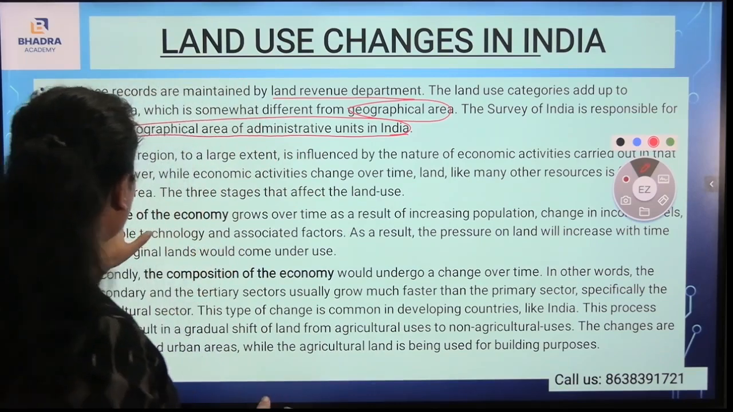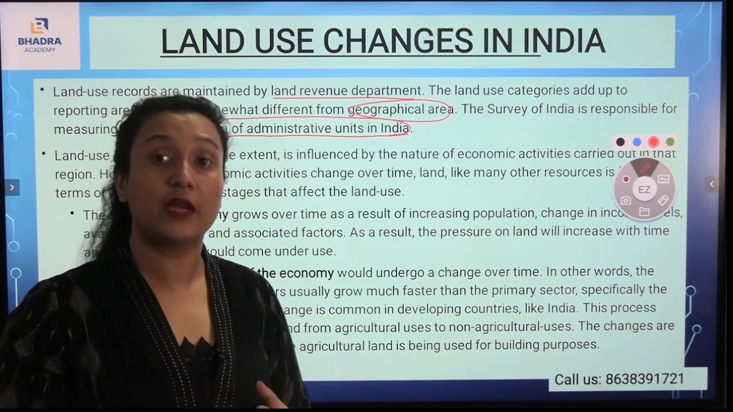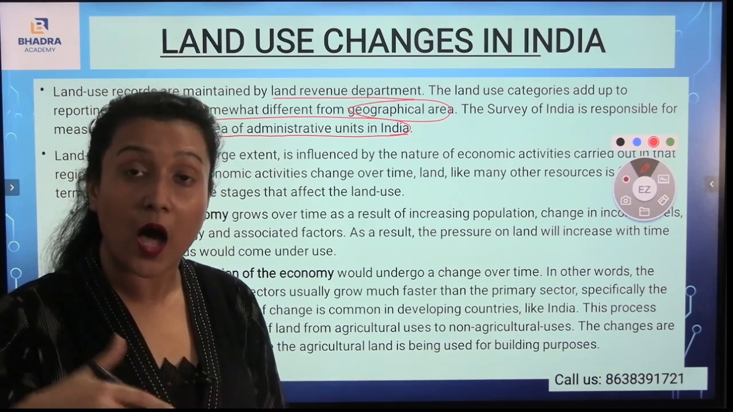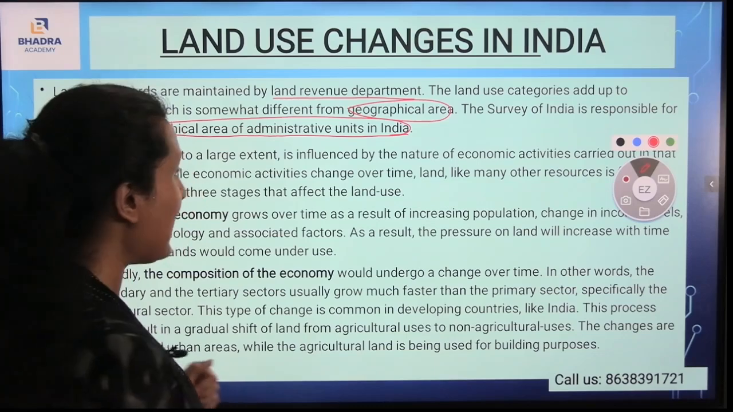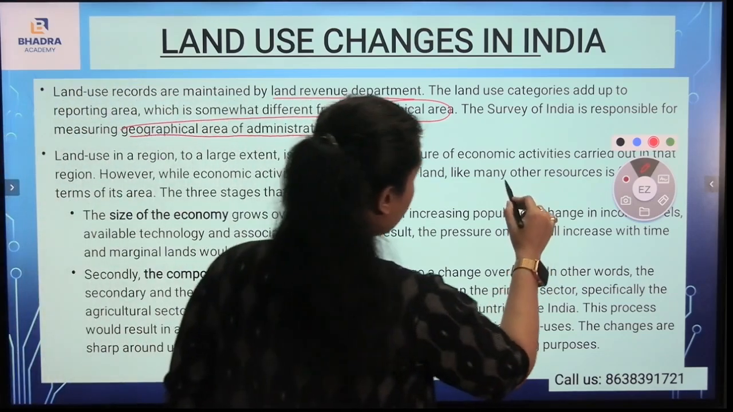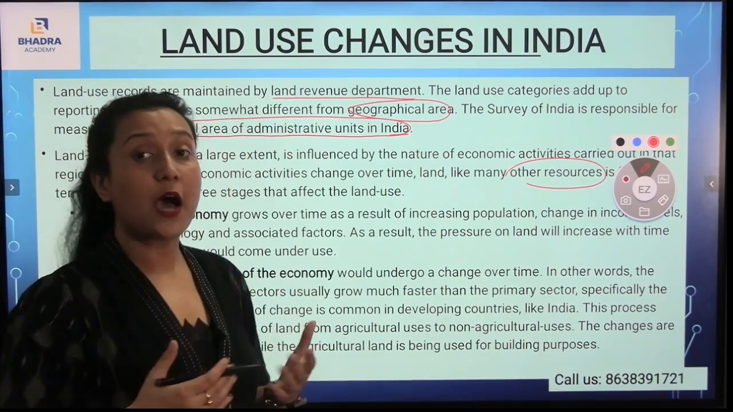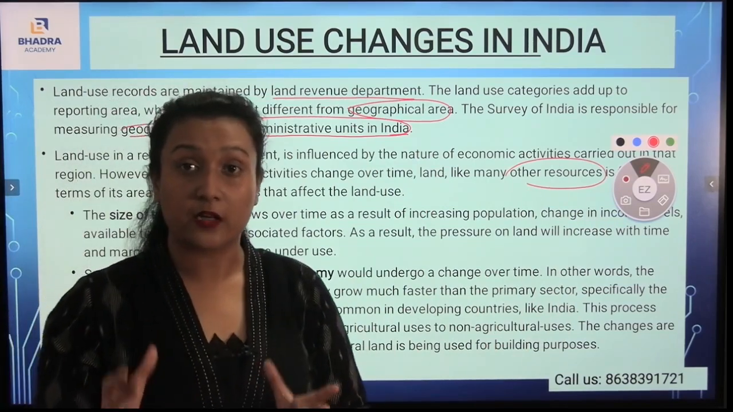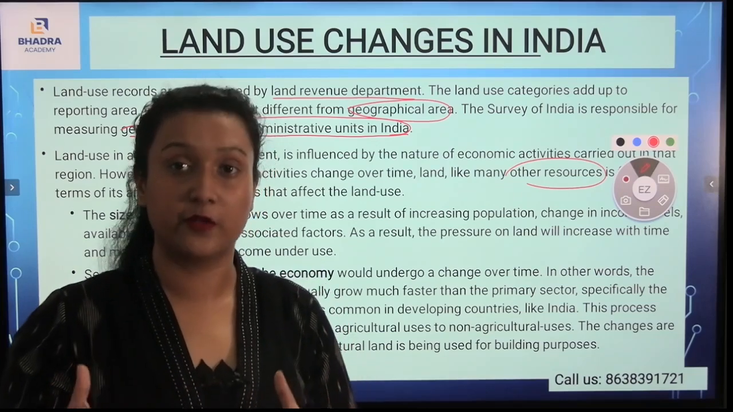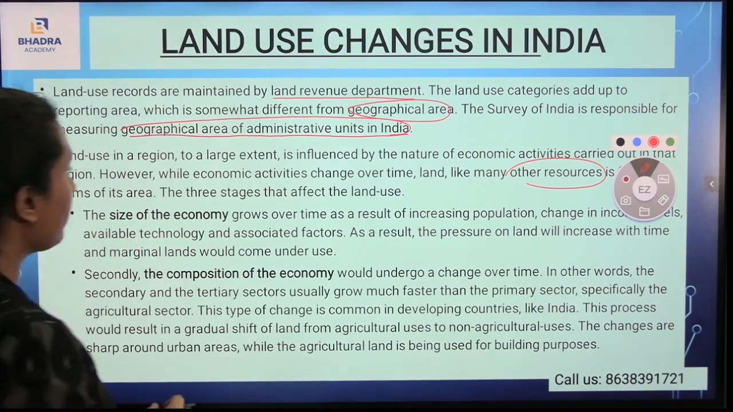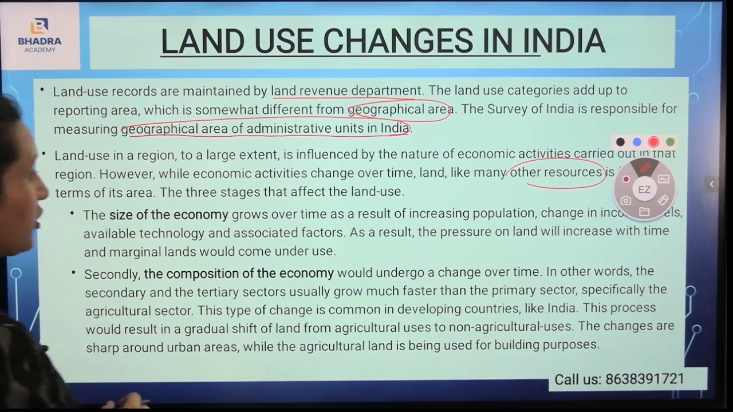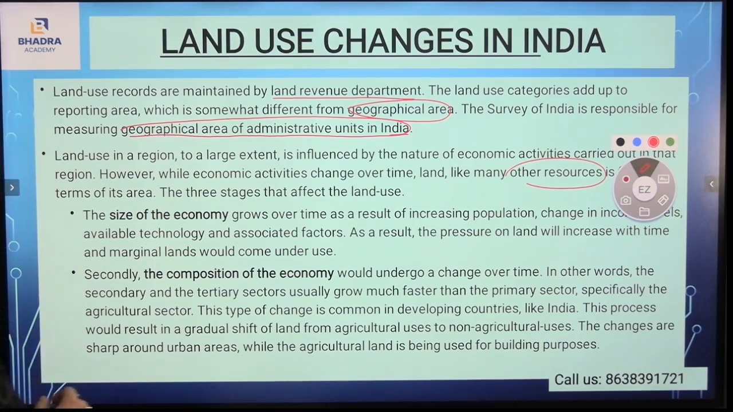Also, economic activities influence the use of land and how much area comes under use. This all comes under land use patterns. And also, what kind of resources are being used, how the resources are a part of economic activities, and how much land has been used as a resource comes under land use change. So first, the size of the economy grows over time as a result of increasing population, changing income level, available technology and associated factors. As a result, the pressure on land will increase with time and marginal lands would come under use.